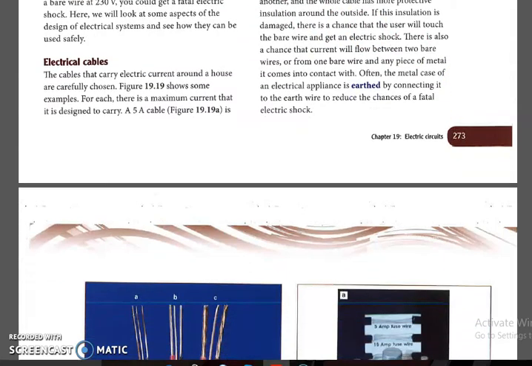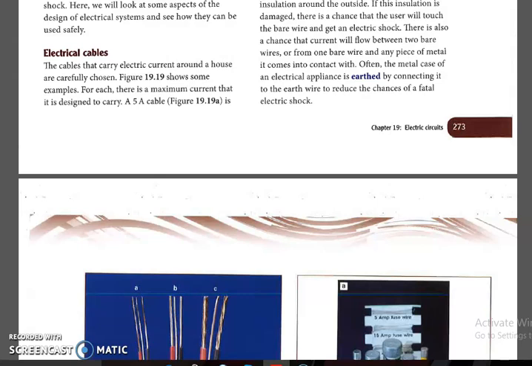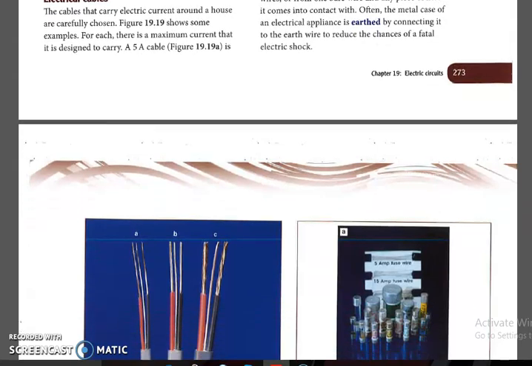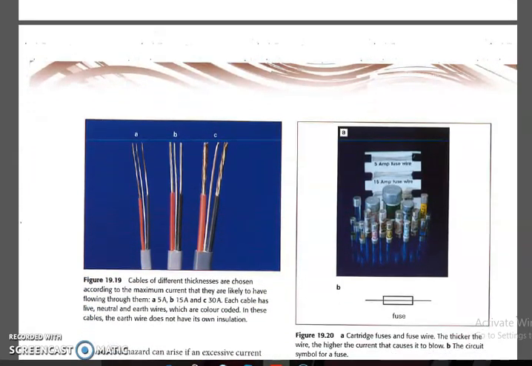Here we can see three cables A, B, C, in which cable A is very thin, cable B is in a medium position, and cable C is very thick. The cables of different thickness are chosen according to the maximum current they are likely to carry.